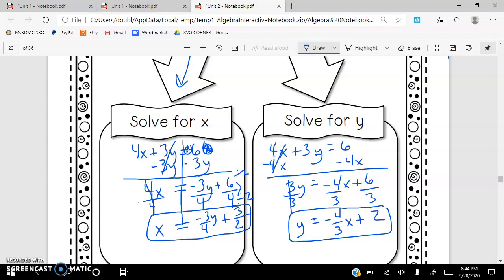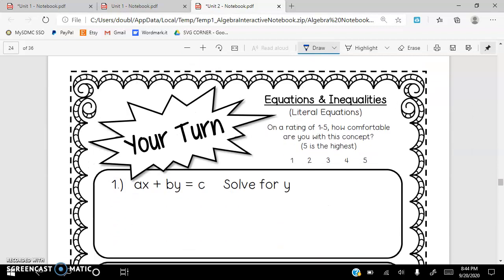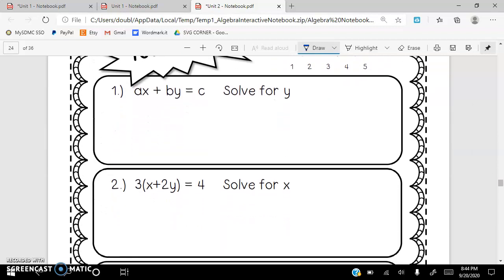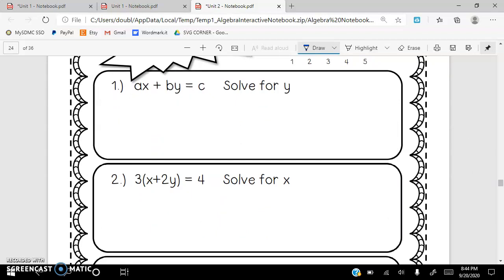So let's go down and solve for our 3 questions we have. So the first one says we need to solve for y. Okay, we see y right here. And we can't do anything to that b until we get everything on that equal side away from the y. So we have a positive ax. So we need to subtract ax from both sides.